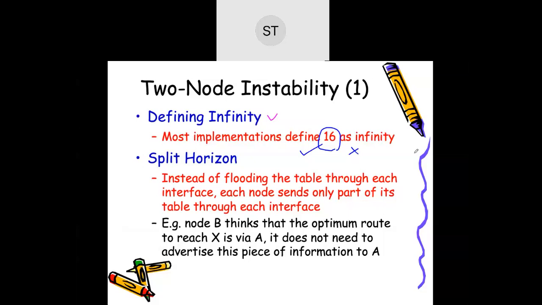Okay, the second is interesting, which is called split horizon. The current problem is that all the routers are exchanging the table. It is typically called flooding the table. So split horizon will give the solution for that. A node will send only part of its table through each interface. It will not flood everything to all.